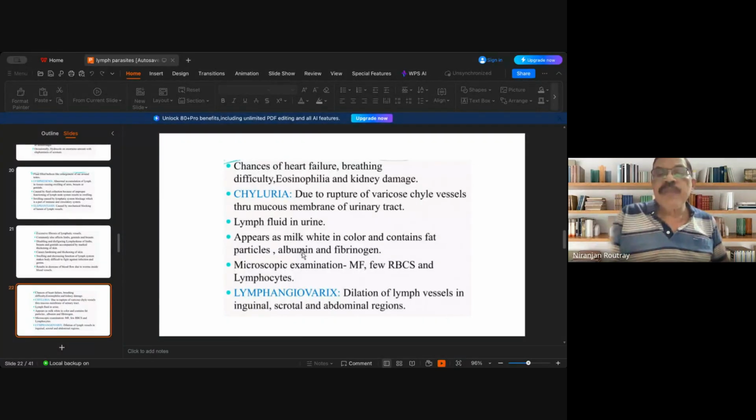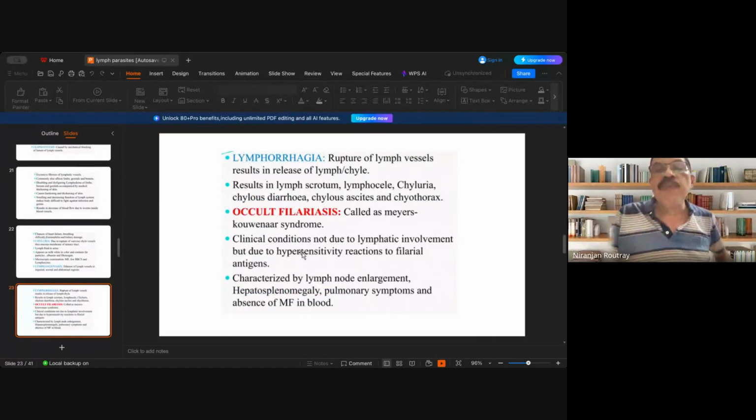Then there is dilation of the lymph vessels, lymphangiovarix, dilation of lymph vessels in the vaginal, scrotal, and abdominal regions. Dilation is caused by accumulation of the adult parasite inside the vessels. Lymphorrhagia is rupture of lymph vessels, resulting in release of lymph and chyle.